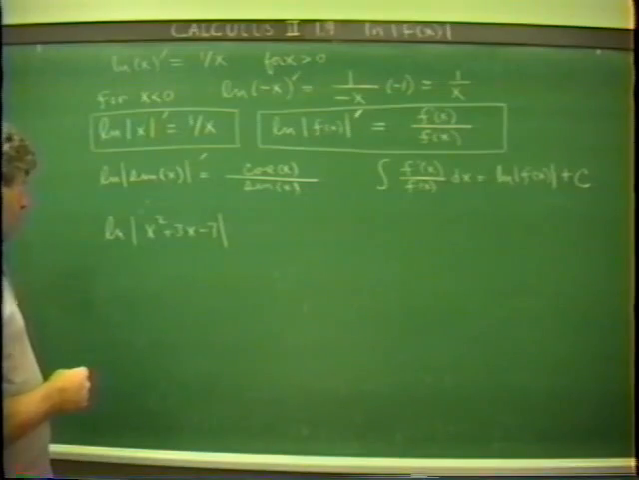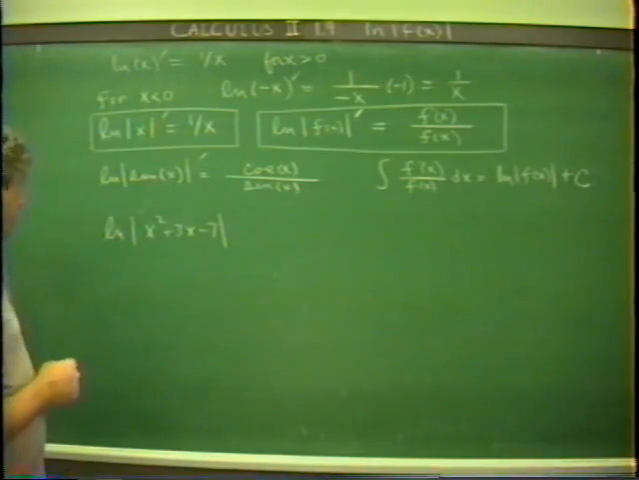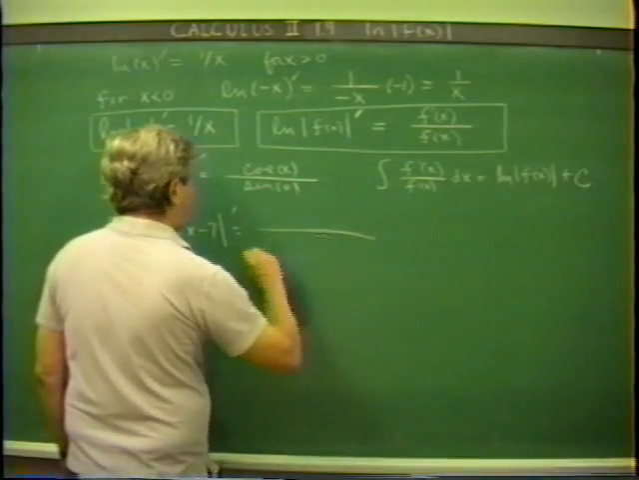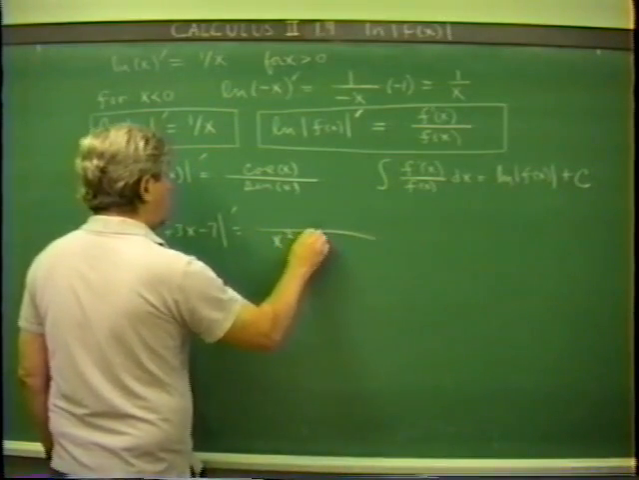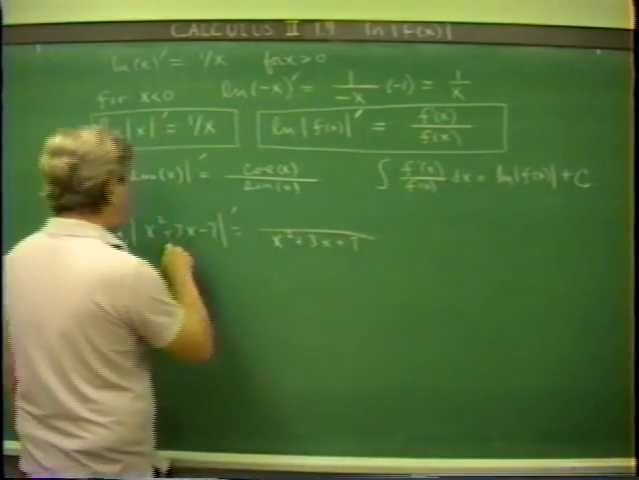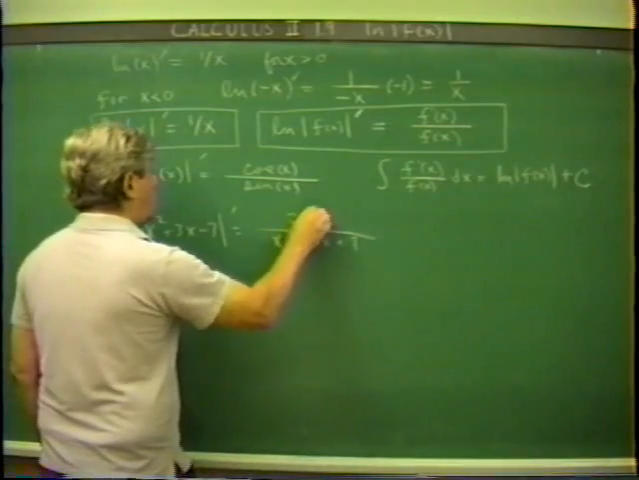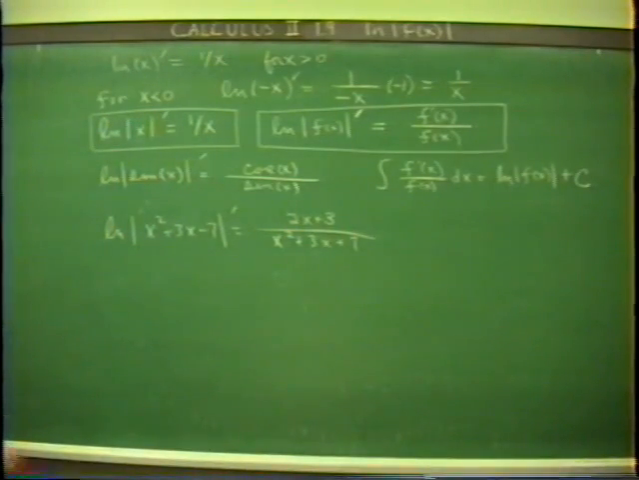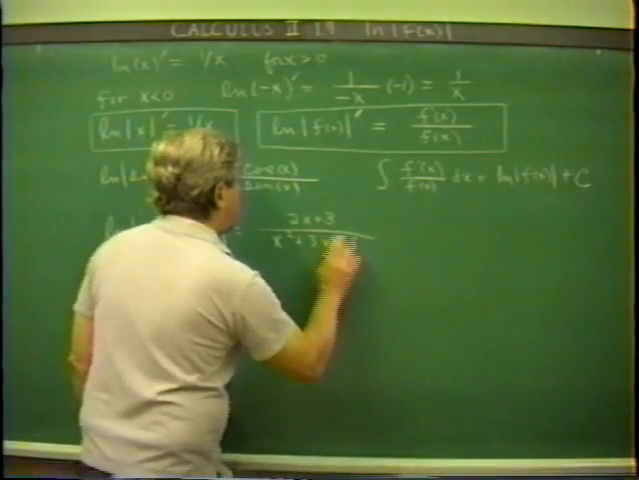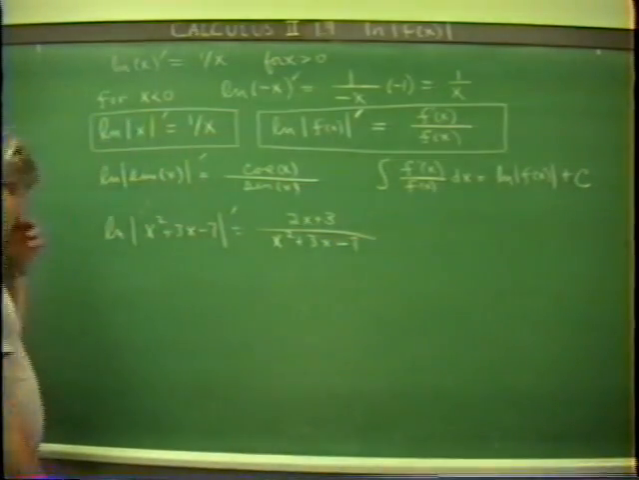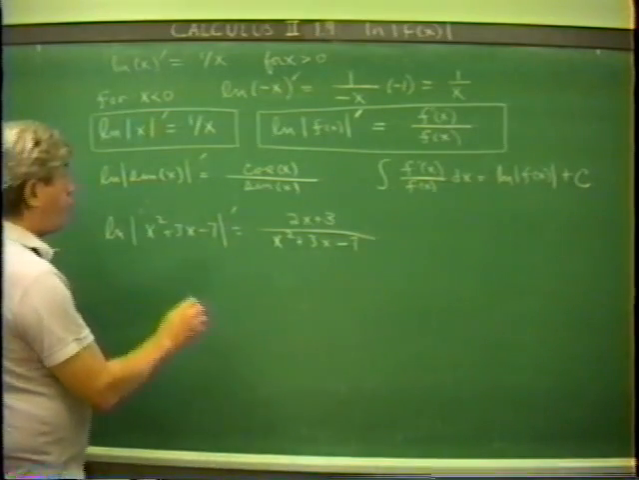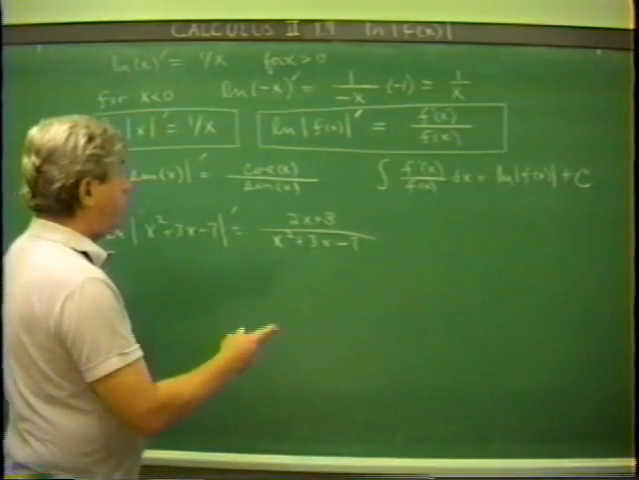The derivative of logarithm absolute x squared plus 3x minus 7. And here you can include the absolute values. Frequently, for that matter, people write parentheses and understand absolute values when they're using the logarithm. And you write the derivative of this is going to be 1 over the function times the derivative of the function. So 2x plus 3 over x squared plus 3x minus 7.